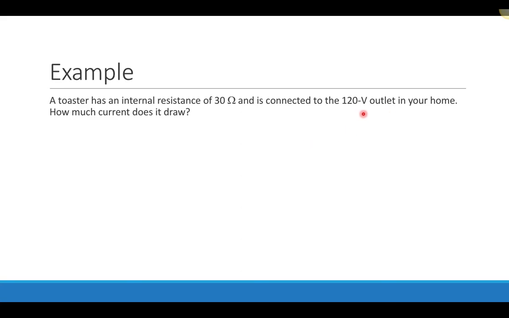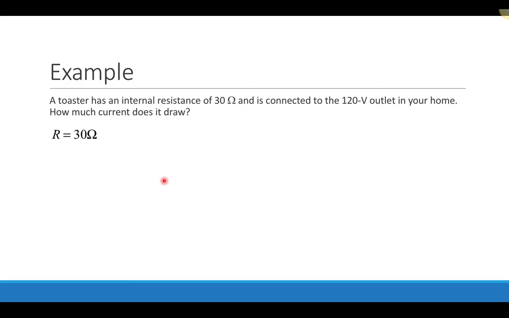Now, I want to be clear, when you connect your toaster to the outlet in your home, the voltage is actually oscillating, right? It's AC. But the 120 here is equivalent to basically 120 volts DC. So it's like taking a 120 volt DC battery and connecting your toaster up. So that's what we mean when we say 120. That's what the equivalent would be for AC.